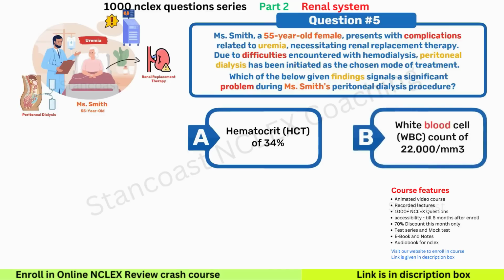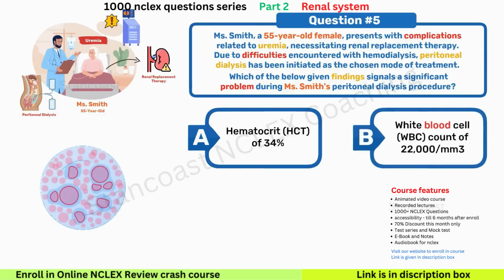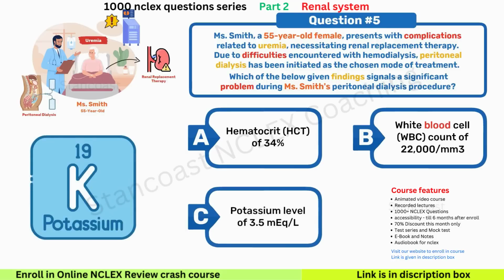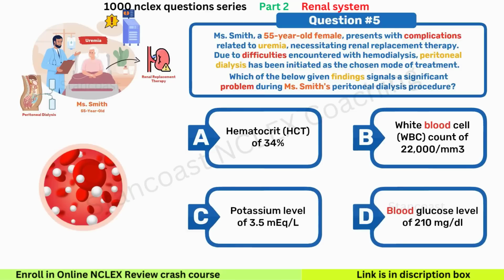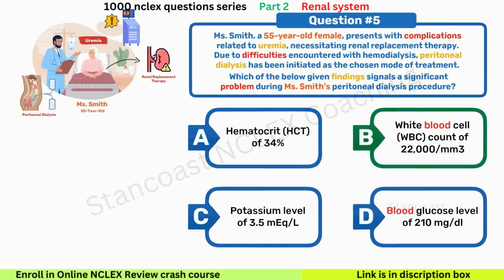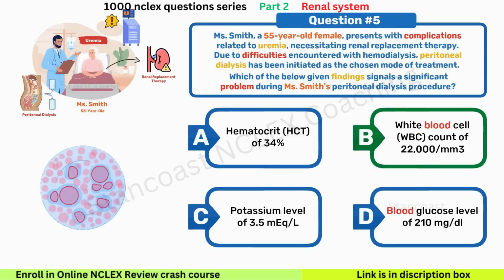B. White blood cell WBC count of 22,000 per mm3. C. Potassium level of 3.5 mEq per liter. D. Blood glucose level of 210 mg per dL. The correct answer is B. White blood cell WBC count of 22,000 per mm3.